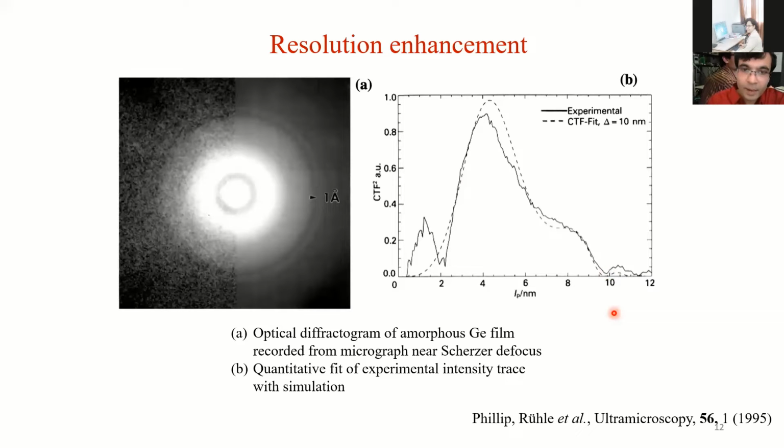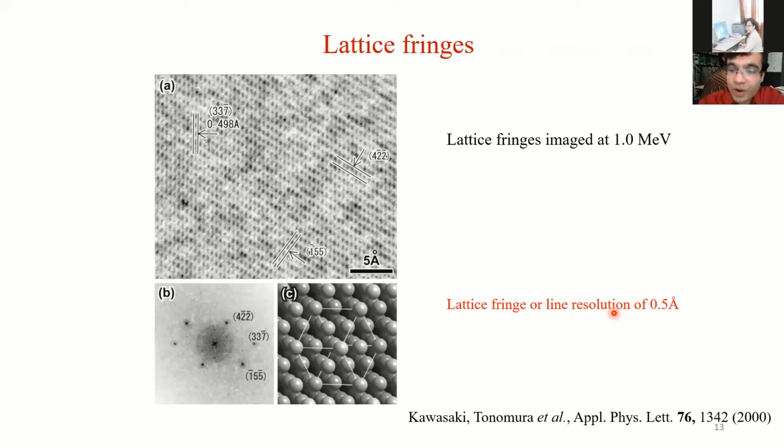Then Tonomura, in 2000, imaged gold thin films at a 1 mega electron volt transmission electron microscope in Japan. Here you got 0.5 angstrom lattice fringe resolution. This lattice fringe resolution is different from the structure image resolution. You can see the lattice resolution is twice as good as the structure image resolution. Here you can resolve these 0.498 angstrom lattice fringes of gold.